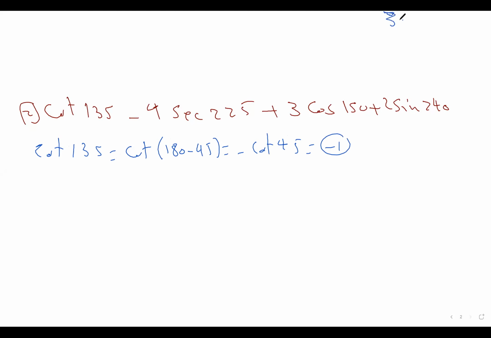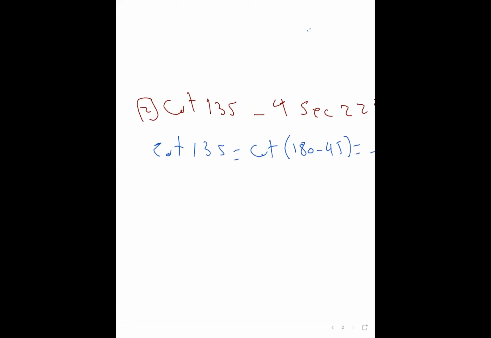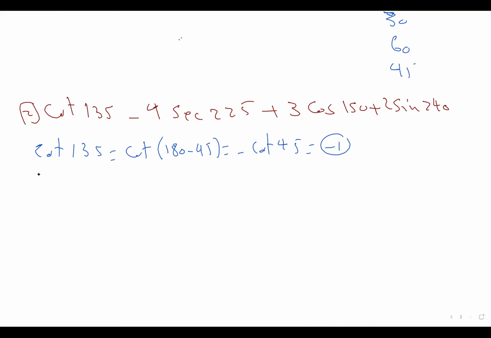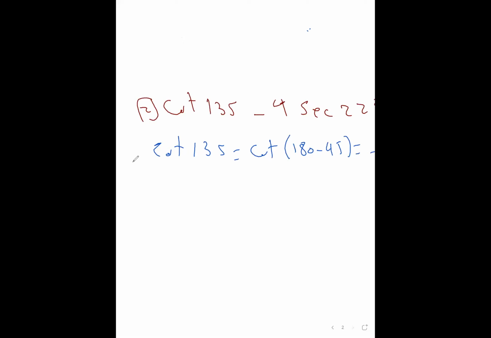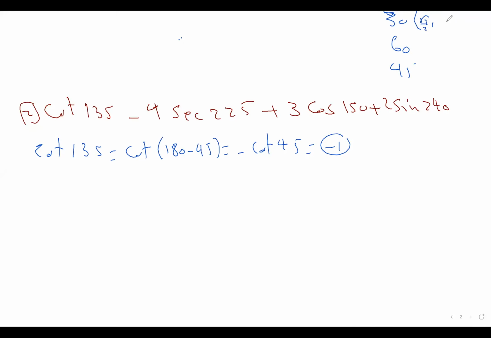Okay, negative 1. 30 is root 3 over 2 and half, and 60 is half and root 3 over 2, and 45 is 1 over root 2 and 1 over root 2.